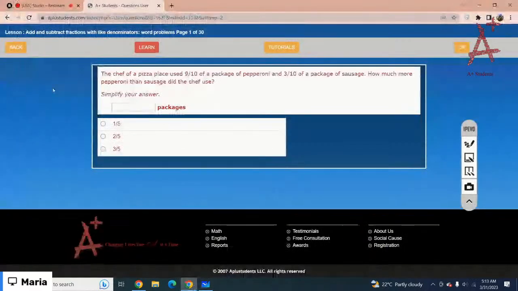We are learning how to add and subtract fractions with like denominators, grade 6.